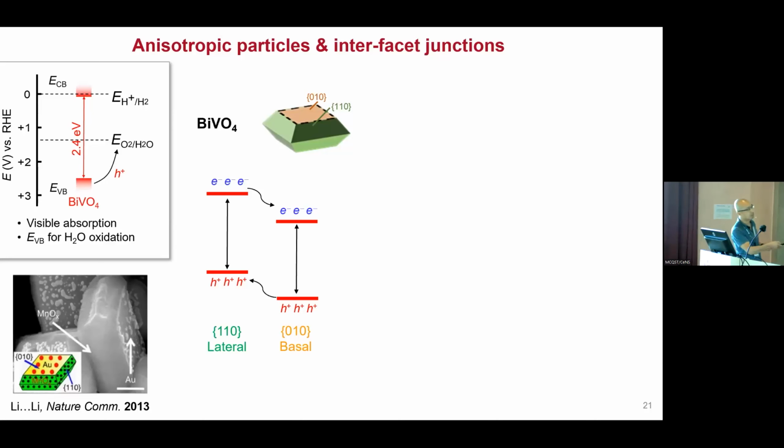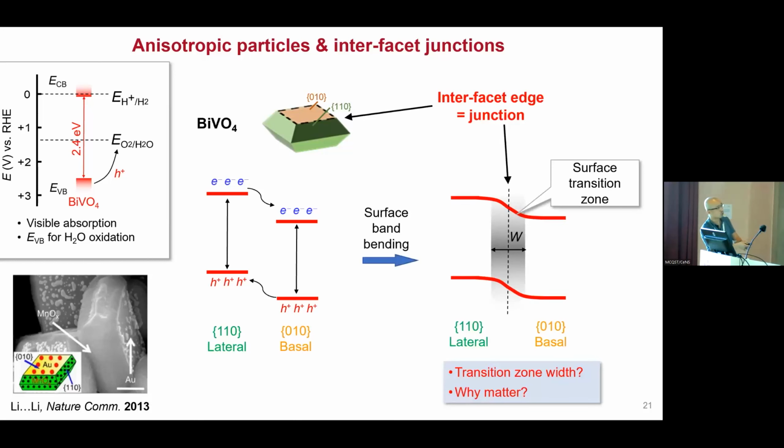Now in this diagram, there's a gap between this side and that side that I did not draw. Of course, in reality, these two facets do not have a gap. They actually meet at an inter-facet edge. So that means the energy levels on both facets have to connect through a transition zone, okay? Now, this transition zone essentially is band bending on the semiconductor particle surface, okay? And the question here is, how wide is this transition zone?